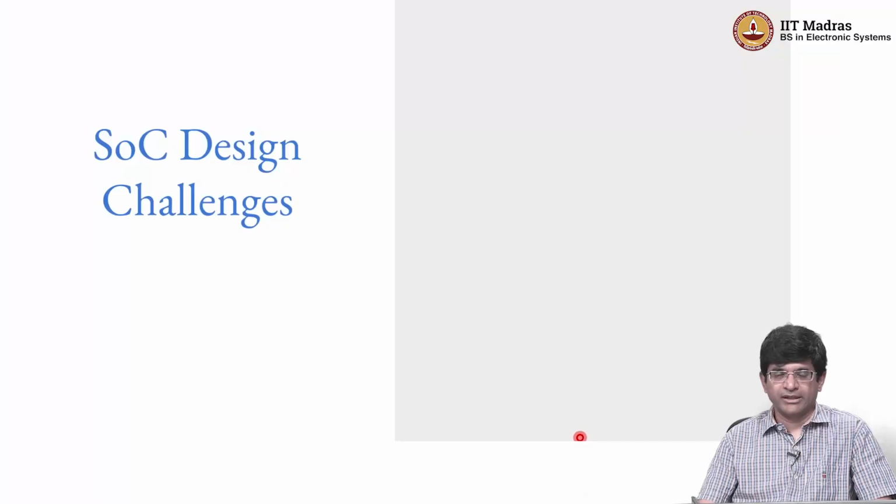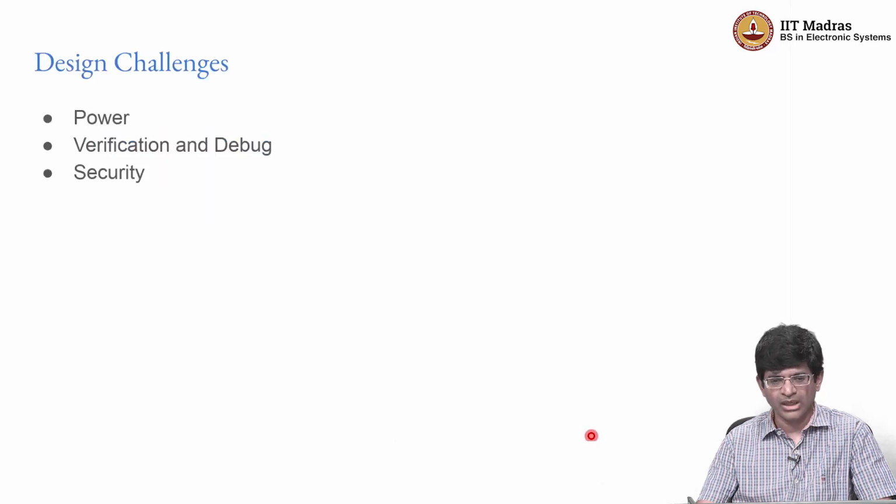So to wrap up our discussion on system on chip design, we are going to look at some high level design challenges that come up in the context of system on chips. At a very abstract level, these can be summarized over here. Power consumption: how do you handle the power requirements of large SoCs? How do you verify and how do you debug these large SoCs, and what are the implications for security when you are trying to implement such things?